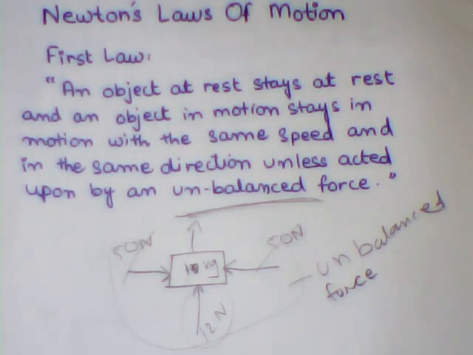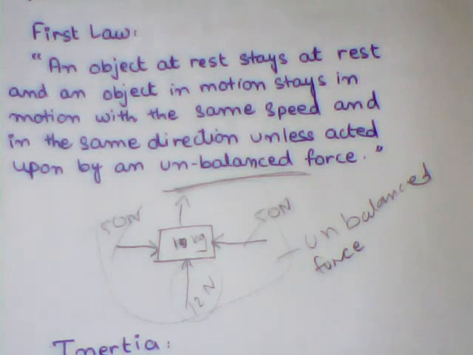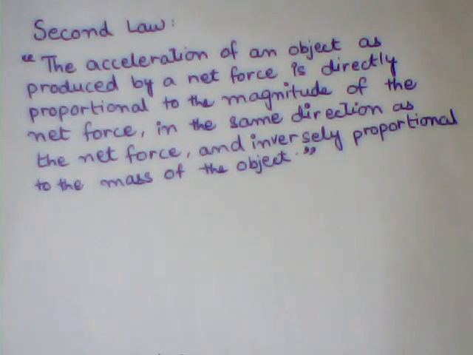Okay. So Newton's first law, we can conclude, says that every object continues its motion forever unless it is acted upon by an external or unbalanced force. Now let's proceed to the second law of motion. The second law of motion says that acceleration is directly proportional to the net force and inversely proportional to the mass of the object.